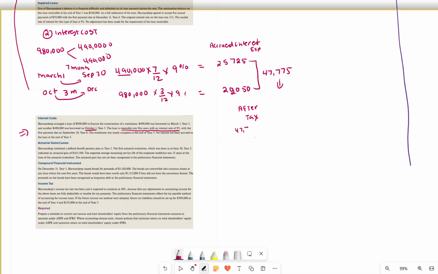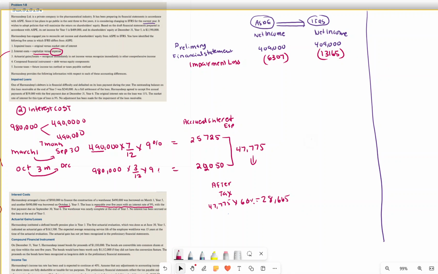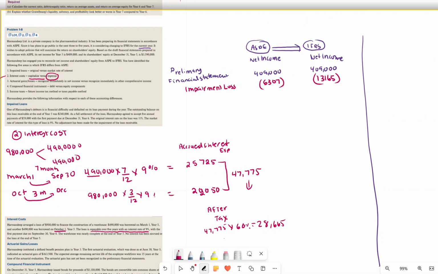So I take the 4775, multiply by the 60%, and we're going to get 28,665. So when we look at it, we do not adjust my IFRS income. We only adjust the ASPE, because ASPE does not capitalize it. So we're going to calculate what is called an accrued interest, and that is 28,665. And then I also have to adjust.